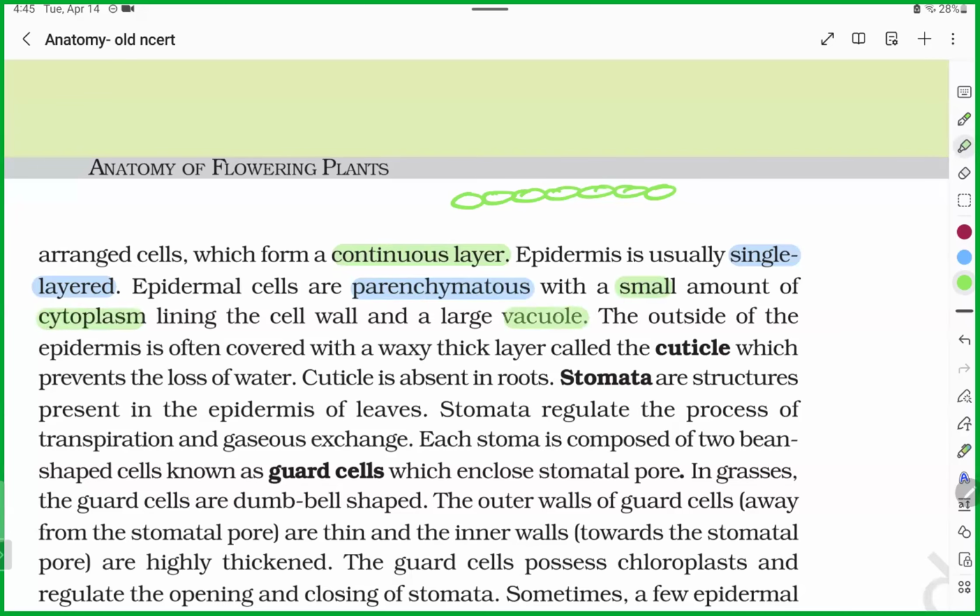Vacuoles are big, cytoplasm is less. Most of the time you will see outside the epidermis there is a wax layer, the cuticle, and the benefit of the cuticle is to prevent water loss. That's why you will see cuticle in stem and leaves. Root never has cuticle. Why?